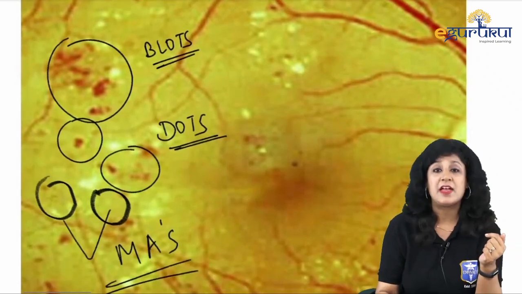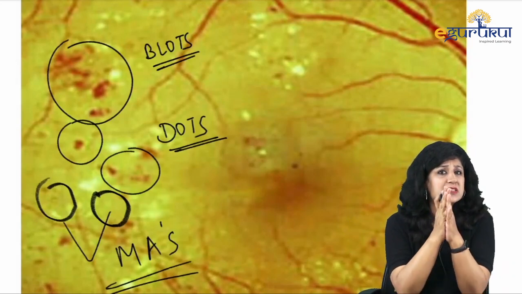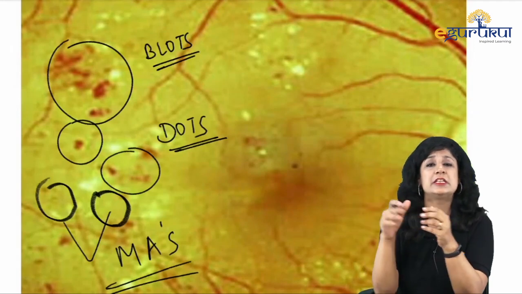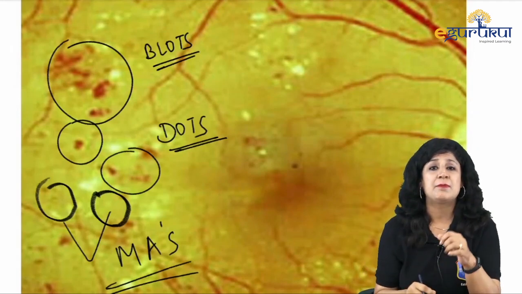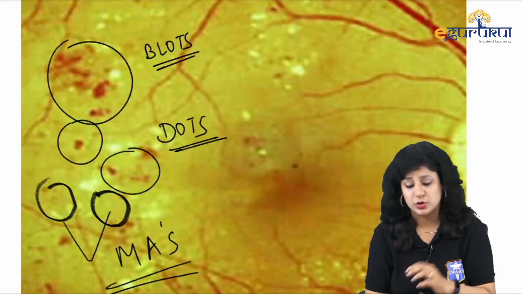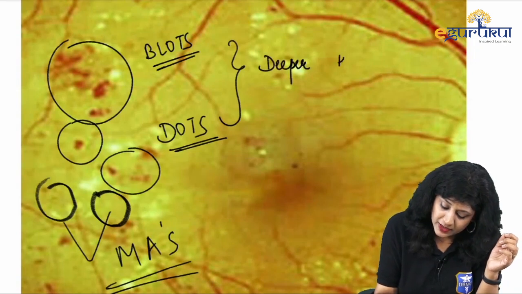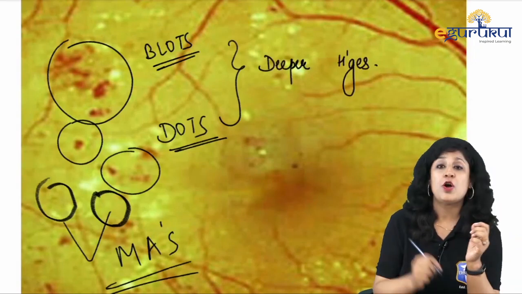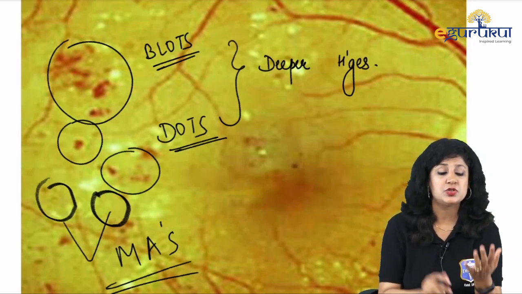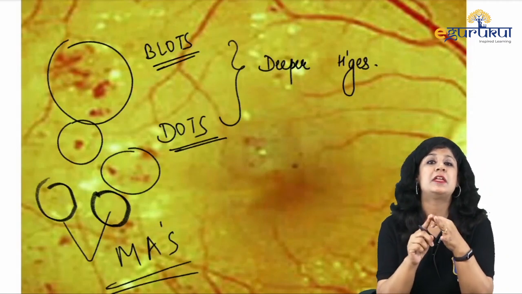So can you see we have got three sizes of hemorrhages, while in hypertensive retinopathy I was having a typical kind of hemorrhages which were horizontally spread, flame shaped, but here I am getting pinpoint, then dots, then blots, because these are your deeper hemorrhages. So in hypertensive retinopathy we have the superficial hemorrhages, while in diabetic retinopathy we have deeper hemorrhages. You can remember D for diabetes, D for dots, D for deeper hemorrhages.